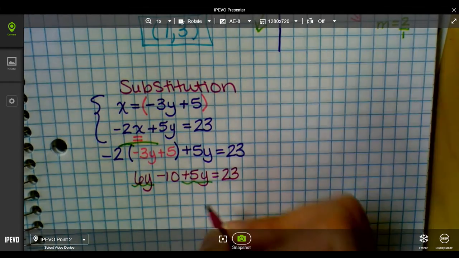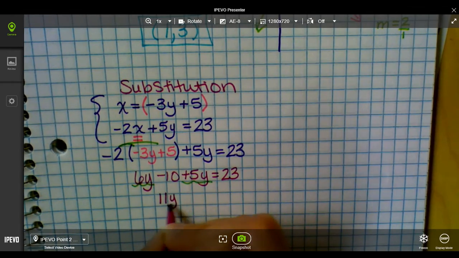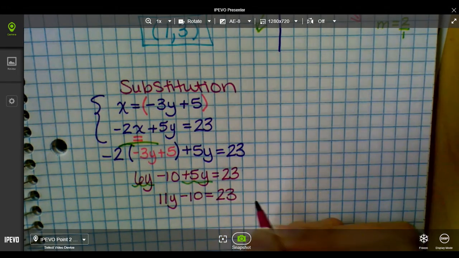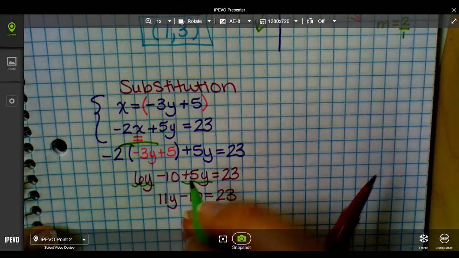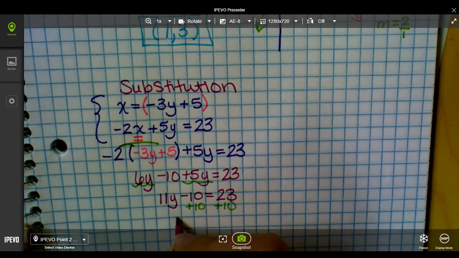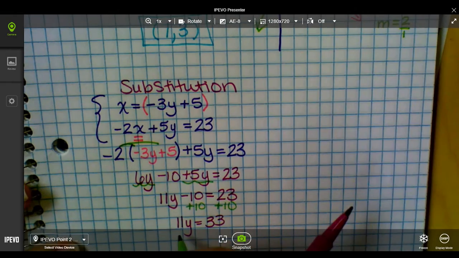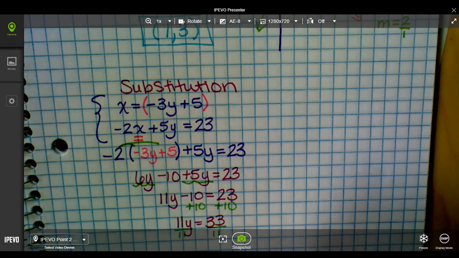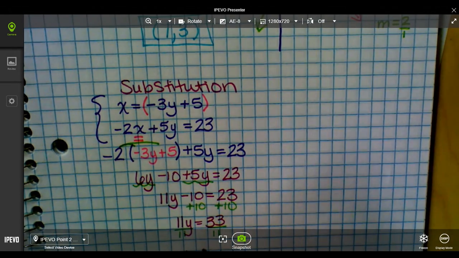So now I have 11y minus 10 equals 23. And then I have to add my 10 over. 11y equals 33, and divide by 11. Okay, so now my y equals 3.